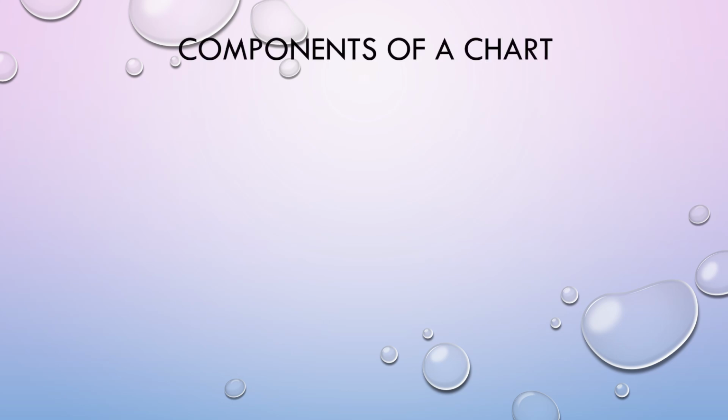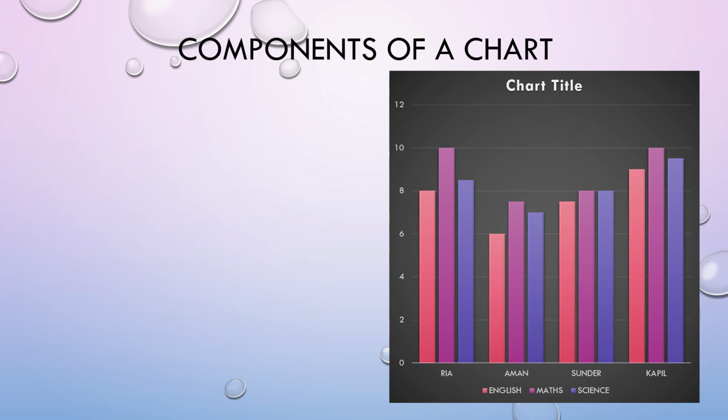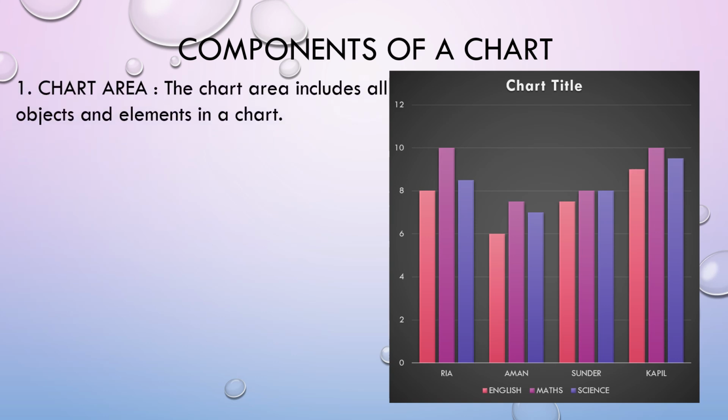So once we are clear with what a chart is, now we are going to see what are the components of chart. When we look at the chart, what do you see? There are many things in the chart, right? So all the small little things together, all these things which are given there, these are known as the components of chart. Let us see the first component, chart area.